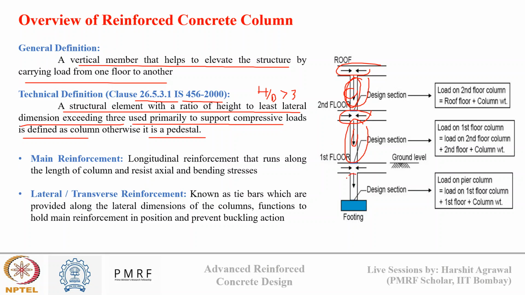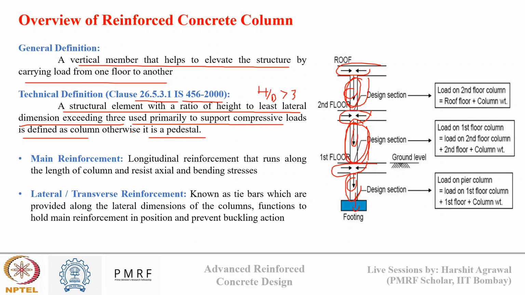Then the bottommost column will carry the entire load which is there above the first floor. That is the load present on these columns plus the load of the first floor and their self weight. Then this entire load will be transferred to the footing and then to the ground underneath. So we can see how the column, which provides elevation to the structure, is also helping in carrying load from one floor to another floor.